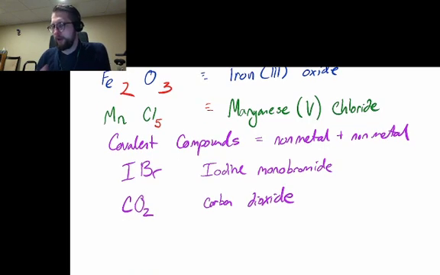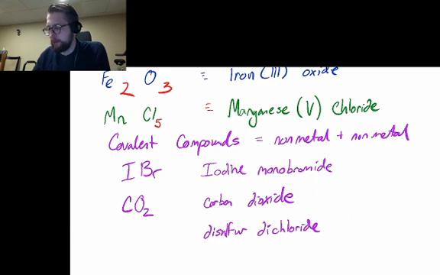If we have more than one of the first element, like in disulfur dichloride, then we would write S2Cl2.